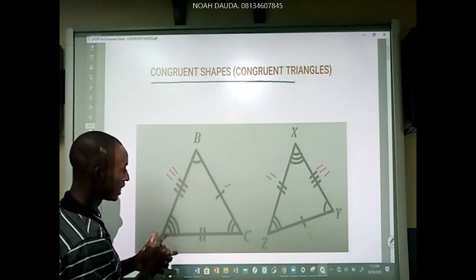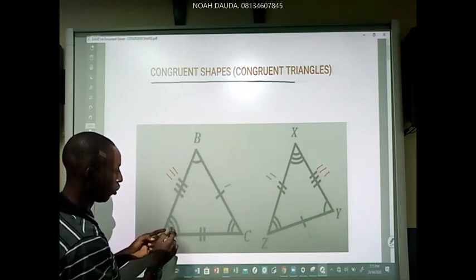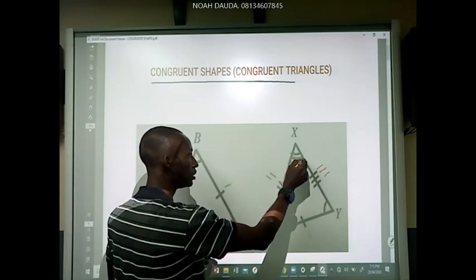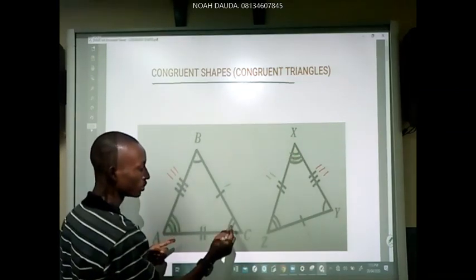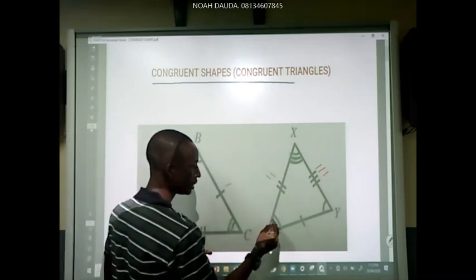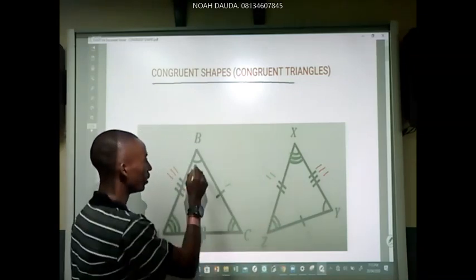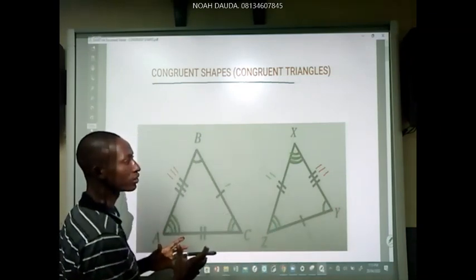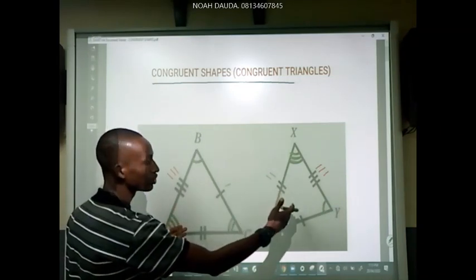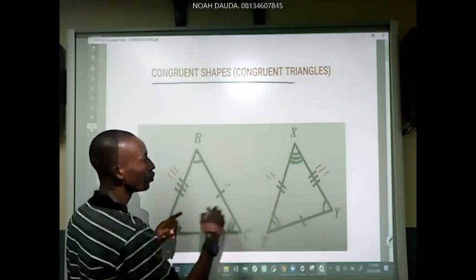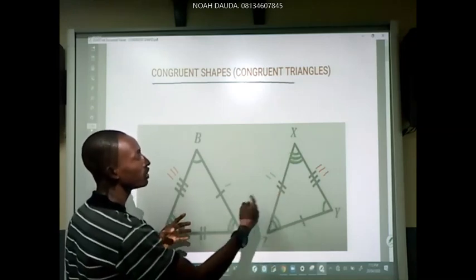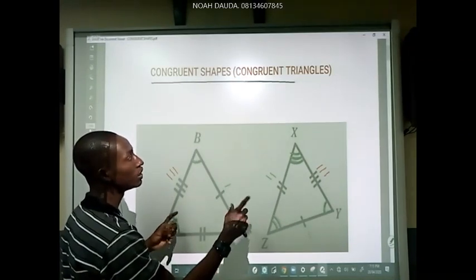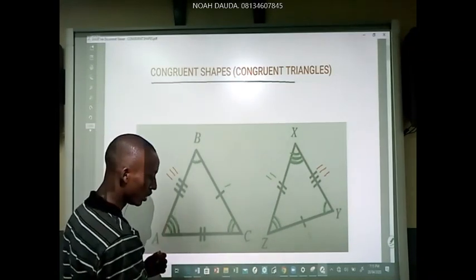Also, comparing the angles, this has a code of 3 angles this way, and this has a code of 3 angles this way. When you look at angle C, this angle and this angle are equal. When you look at the third angle, this angle and this angle are equal. So in all parameters, this angle is exactly the same as this angle. So we can refer to these two triangles as congruent shapes, or congruent triangles. Now let's move on to the next thing.